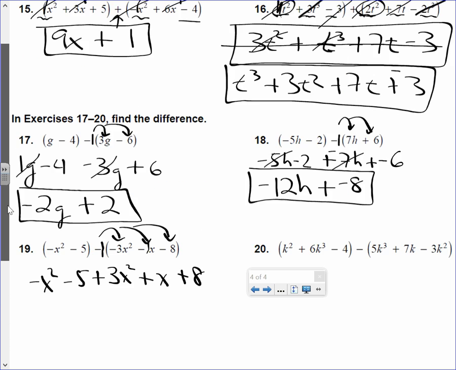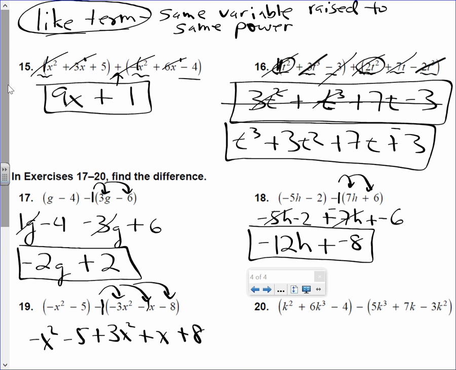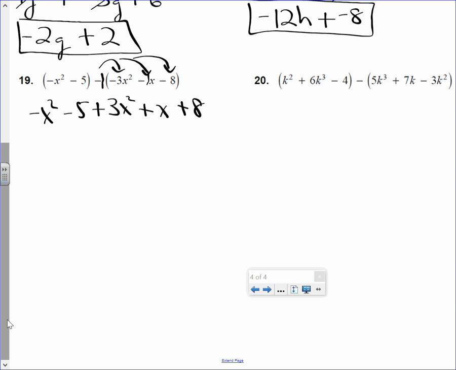What does like terms mean? Same variable raised to the same power. So this one and this one I'll combine because they both have x's to the second power. So negative 1 coefficient plus a 3. Negative 1 plus a 3 will be positive 2x squared. Cross them out.